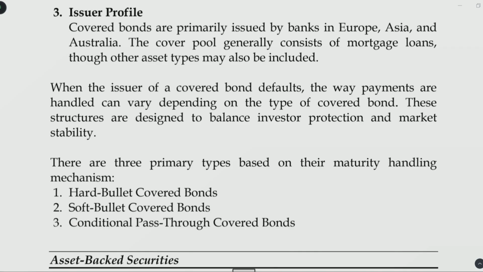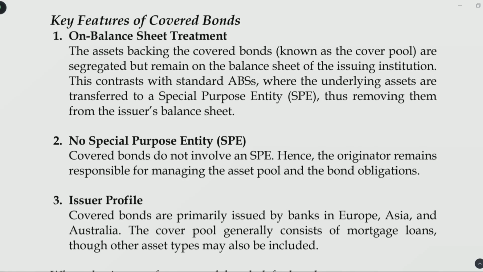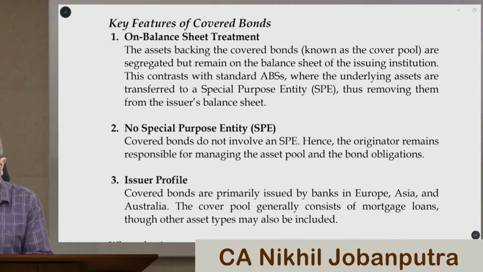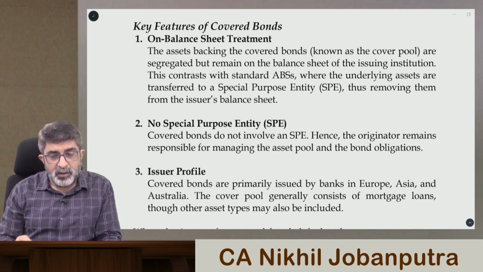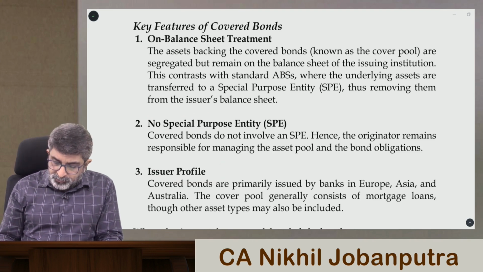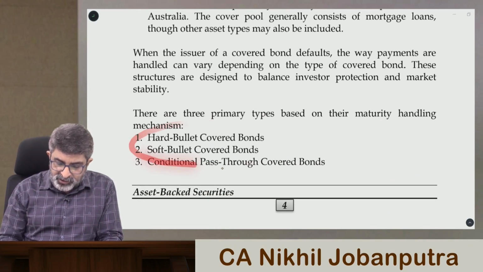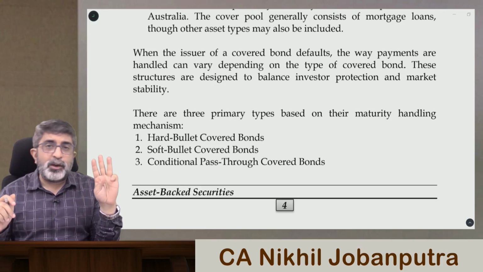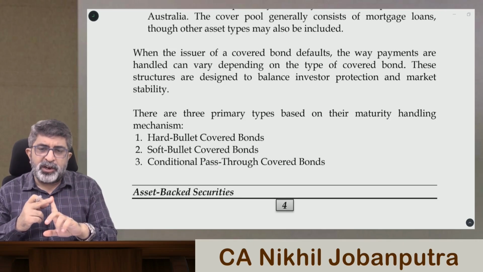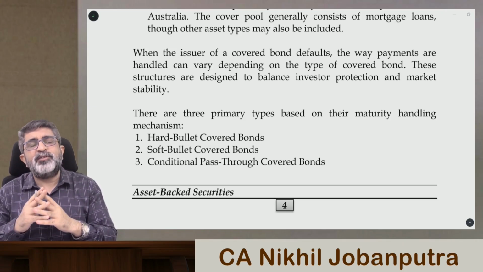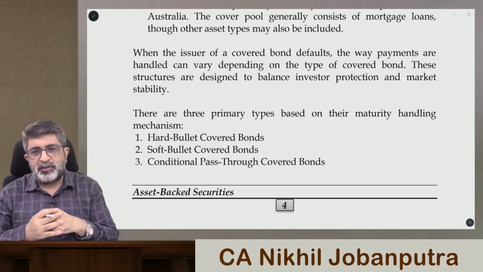So I believe what we have seen in the earlier part about the key features, I don't think I have any need to explain any of these points further. Correct? Now, what I want to mainly discuss are the types of covered bonds, classified into three fundamental categories: hard bullet covered bond, soft bullet covered bond, and conditional pass-through covered bonds. All are covered bonds, but they vary in their types.